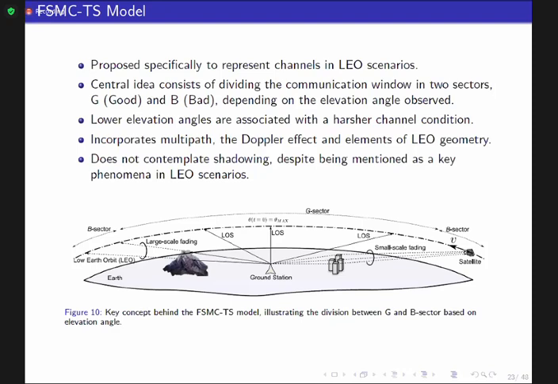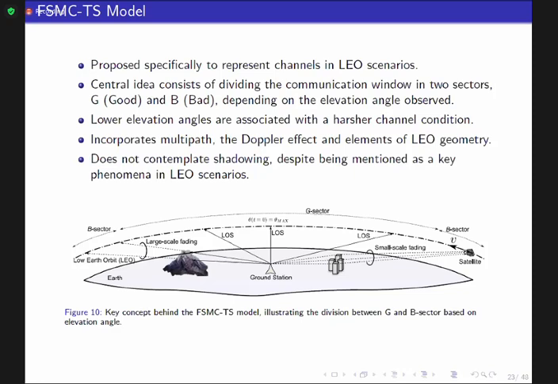We're dividing the communication window in 2 sectors. You can see this clearly in figure 10. In this figure, you can clearly see that lower elevation angles have harsher fading phenomena, right? You have large scale fading, small scale fading, and when you get to higher elevation angles, such as here, you have line of sight components. You don't have shadowing anymore. You have better channel conditions, right? So this is the behavior that's being illustrated in figure 10.